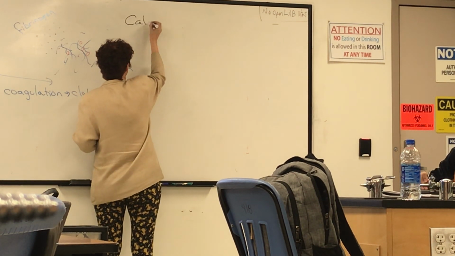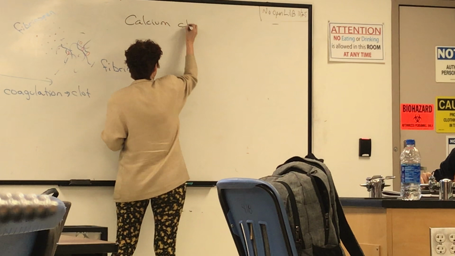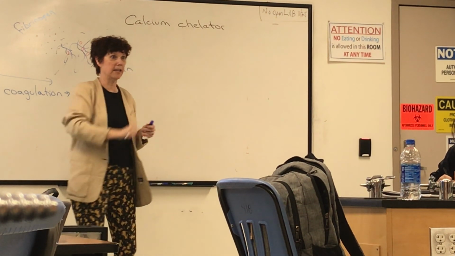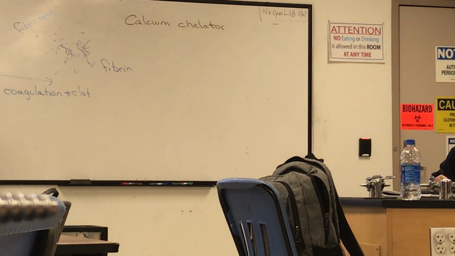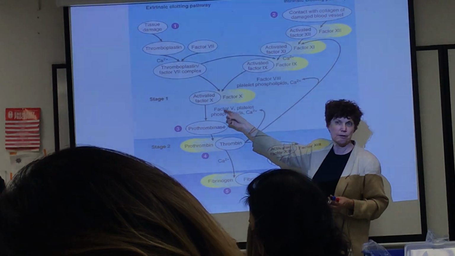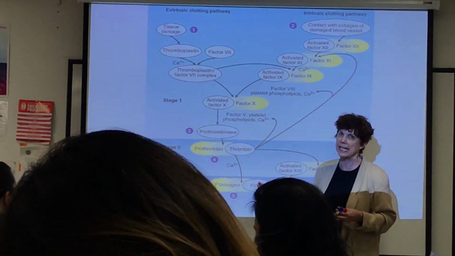So a calcium chelator is any molecule that binds to the calcium in the blood and keeps it from binding to our factors and activating them. So that's one way of keeping blood from clotting, okay?